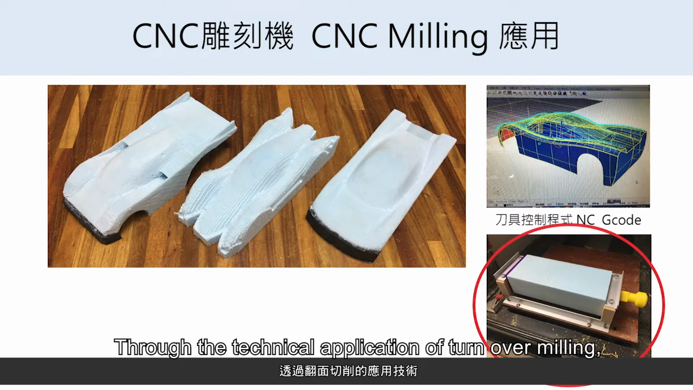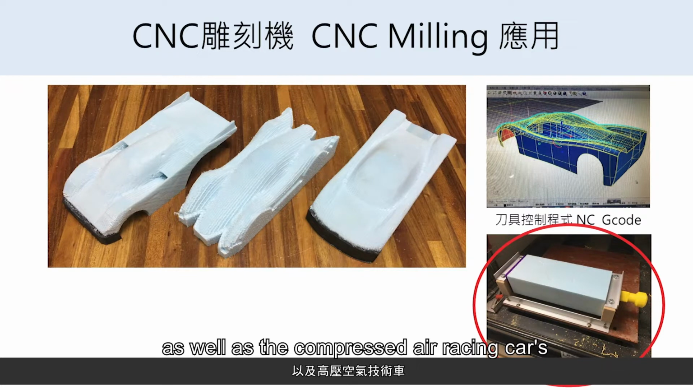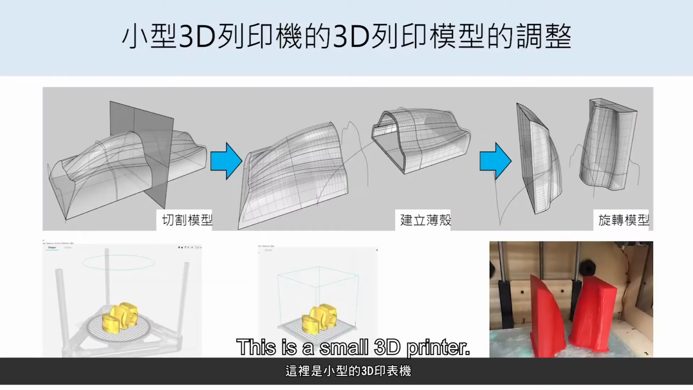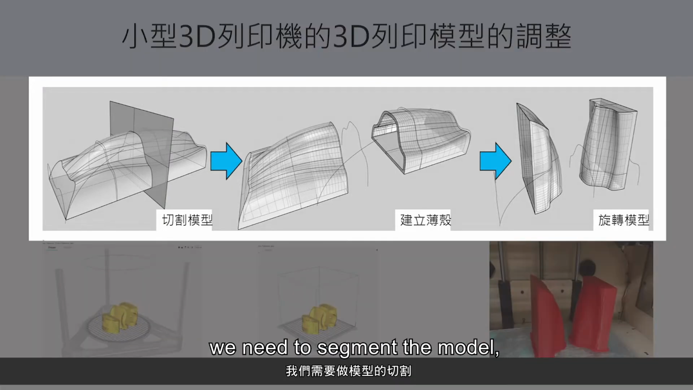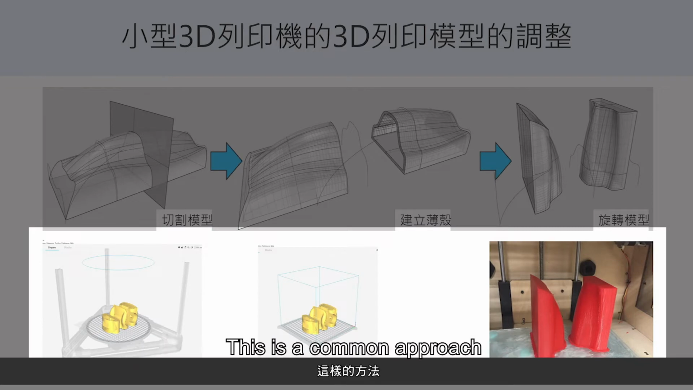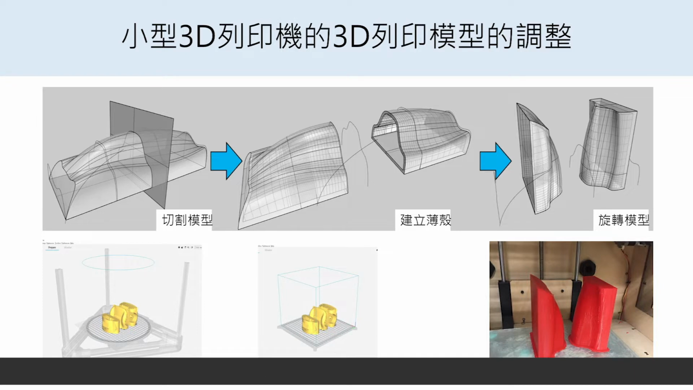Through the technical application of turnover milling, students can machine from the top view direction as well as the compressed air racing car's side contour lines. This is a small 3D printer. When printing our compressed air racing car, we need to segment the model, print them in sections, and then assemble together. This is a common approach for the production of large-sized models using the 3D printer.